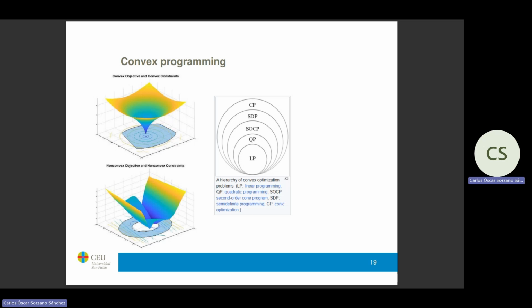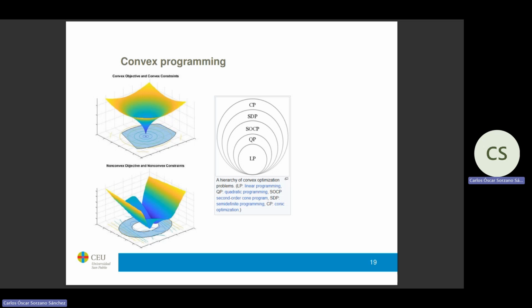has a hierarchy of other problems. So all these problems are convex. And in convex programming, something nice is that they always have a global minimum. And it is very easy, or relatively easy, to find a global minimum. Non-convex problems can have multiple local minima. And it is not guaranteed that you will easily find the global minimum.